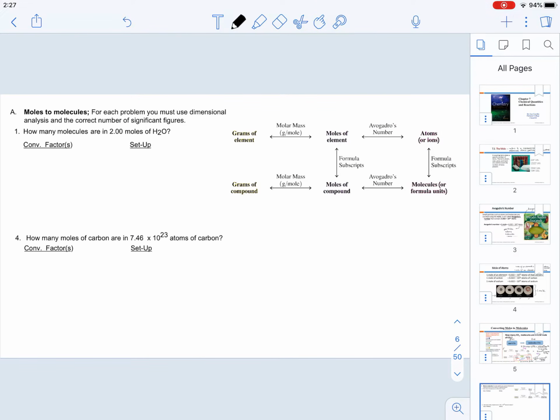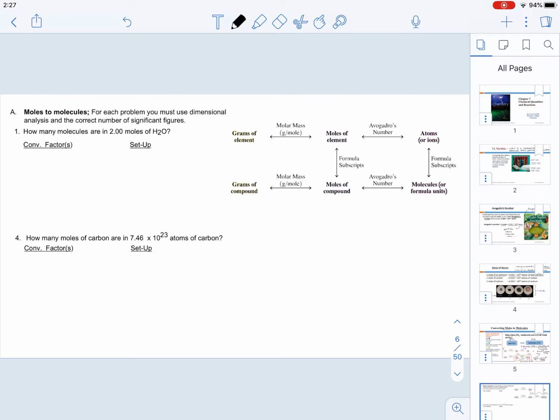In the in-class worksheet, we actually have more practice problems, but in order to practice a little bit more of this conversion, I decided to solve problem 1 and problem 4 in this video. You can go ahead and do 2 and 3 on your own. The first problem says: how many molecules are in 2.00 moles of water?